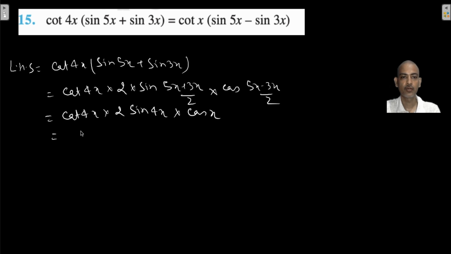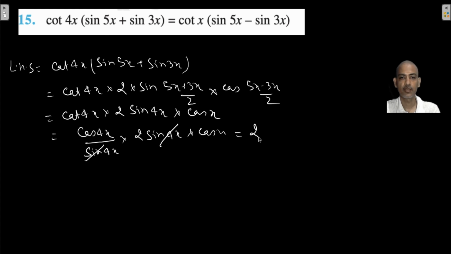Now can I write cot 4x as cos of 4x divided by sine of 4x, and write 2 of sine 4x as such into cos x, and now can I cancel sine 4x? So now on this side we are left with 2 cos x into cos of 4x, and we'll leave this expression like this. Then we'll work with the right hand side. So what is my right hand side? Well, my right hand side is cot x into sine of 5x minus sine of 3x.